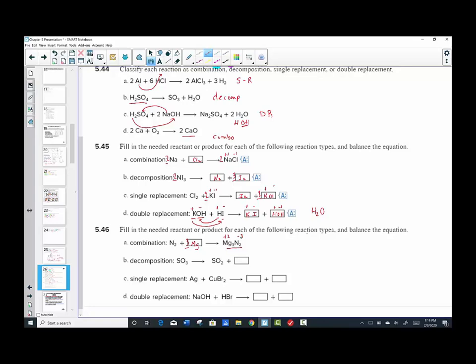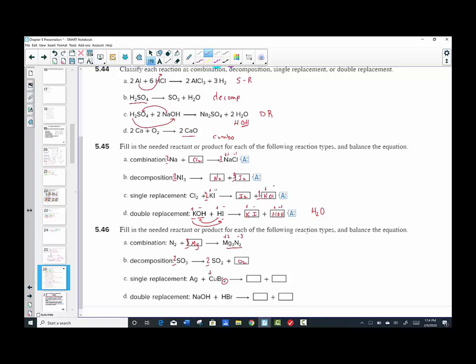Letter B, when sulfur trioxide decomposed, the elemental form of oxygen is what's missing, and it comes as O2, not just O. So then I have to work to balance: 2 S's, 2 S's, 6 O's, and 4 plus 2 is 6 O's. Are you getting good at these?